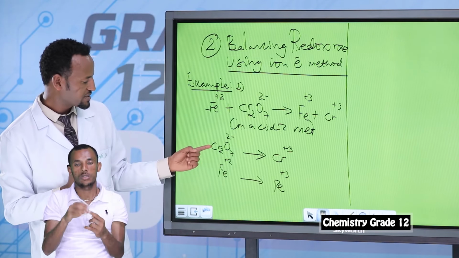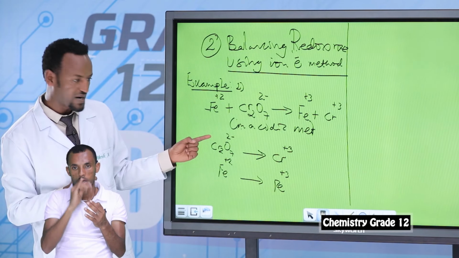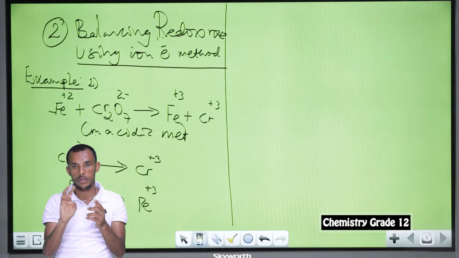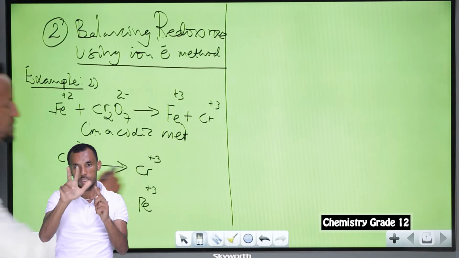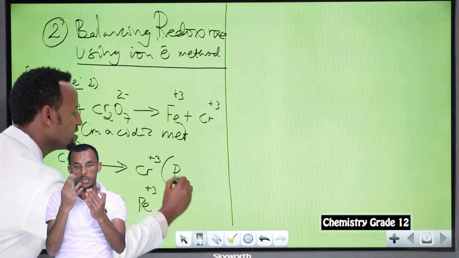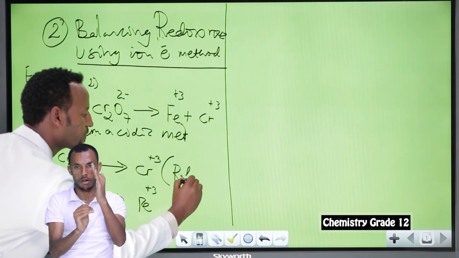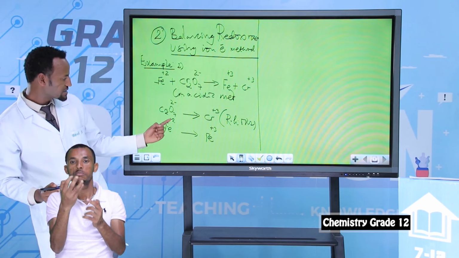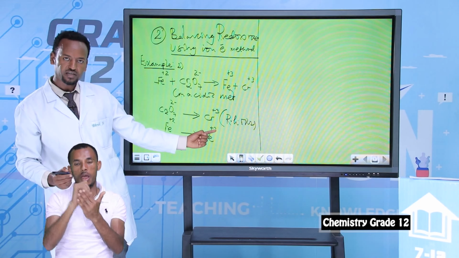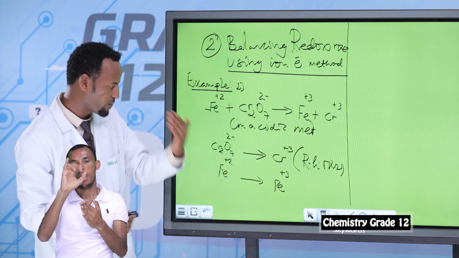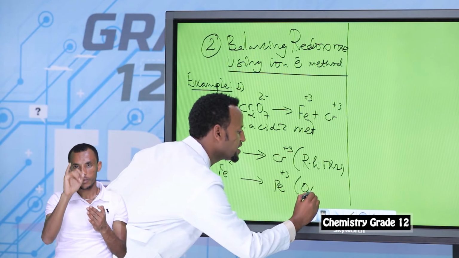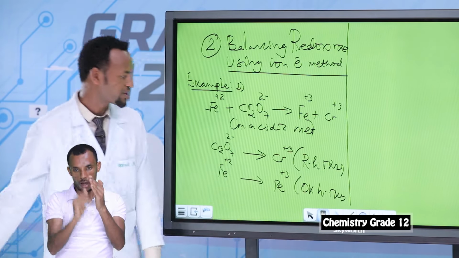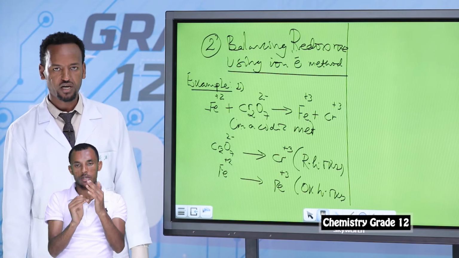Look, in this case, the oxidation number of chromium is plus 6. In this case, the oxidation number of chromium is plus 3. The oxidation number of chromium decreases. Therefore, this one is the reduction half reaction. Here iron is plus 2, and the oxidation number of iron is plus 3. Therefore, it increases by how much? By 1. Therefore, this one is the oxidation half reaction. One is the reduction half reaction, the other one is the oxidation half reaction.